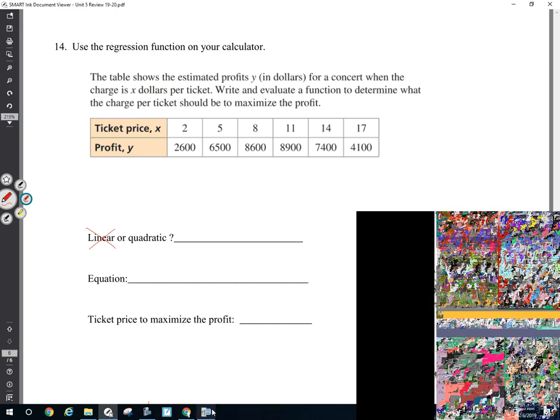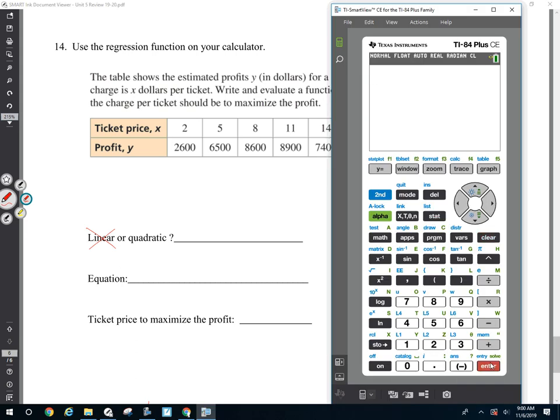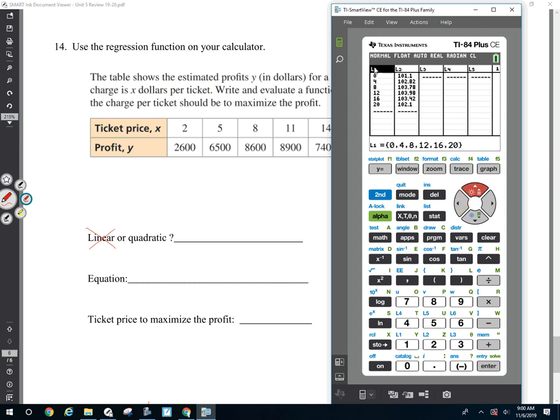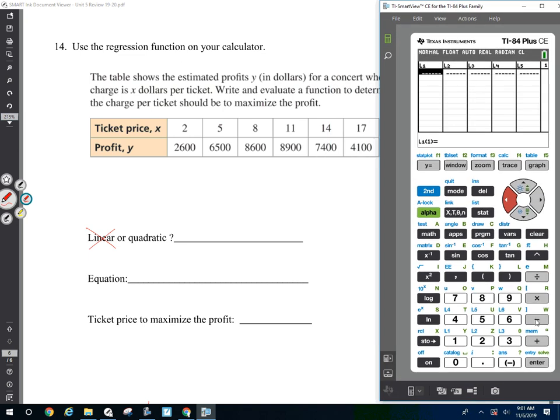We can confirm that it's quadratic using our calculator and our tables in stat edit. Now remember, we can clear off data by pressing clear, then enter. Don't press delete. We want L1 and L2 to stay up there. Then enter ticket prices as x: 2, 5, 8, 11, 14, 17. And profits: 2,600, 6,500, 8,600, 8,900, 7,400, 4,100.